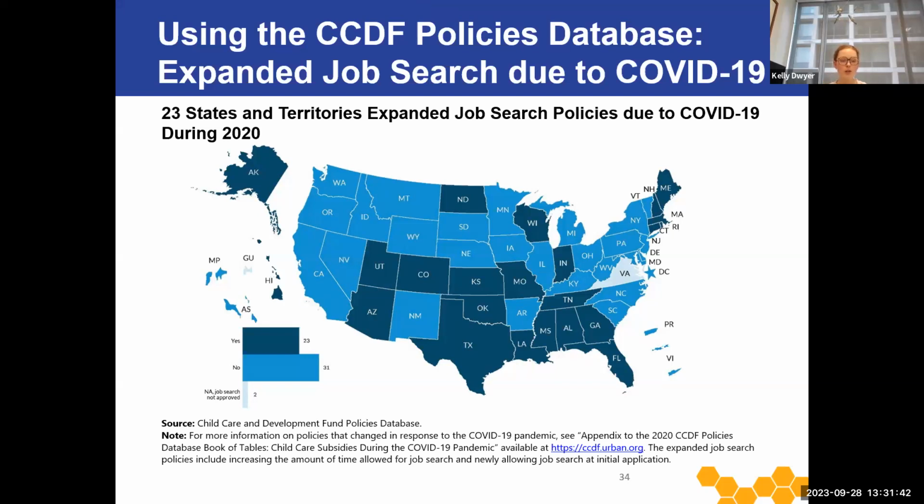We can see here that 23 states and territories expanded their job search policies due to the pandemic during 2020, while 31 states and territories did not. For states that expanded their policies, many increased the amount of time they allowed for job search, while others began newly allowing job search for initial eligibility, rather than only allowing families who are already receiving childcare subsidies to participate in job search activities.